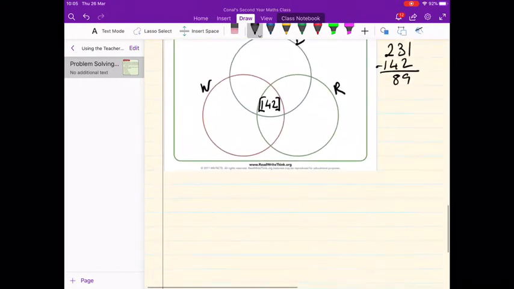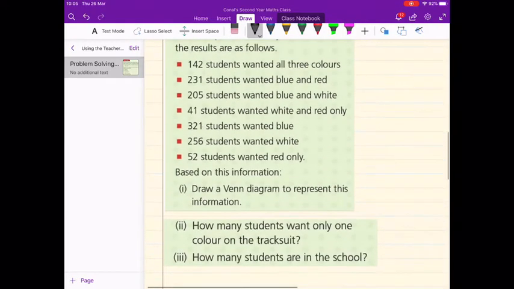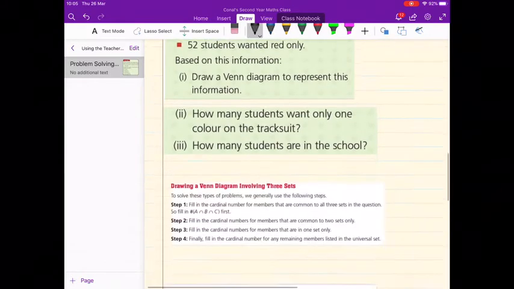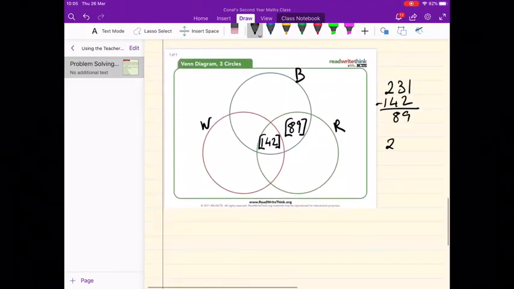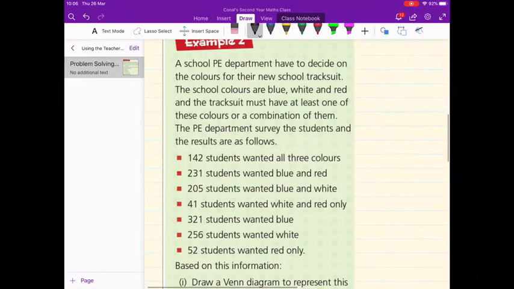So we have 89 in between blue and red. Then we had 205 wanted blue and white, so we have 205 minus 142. That's 63, so that's 63 for white and blue.